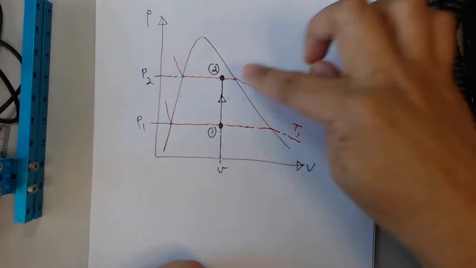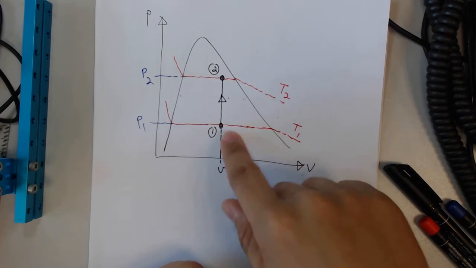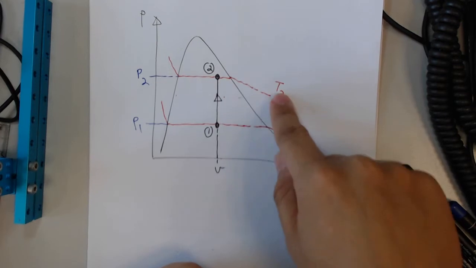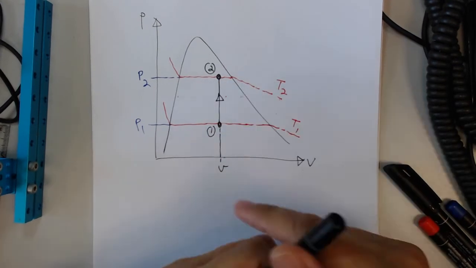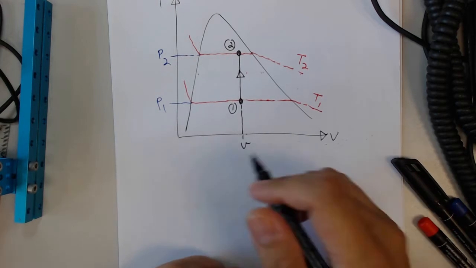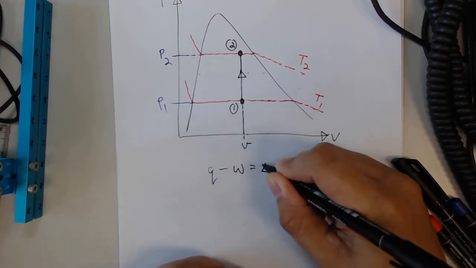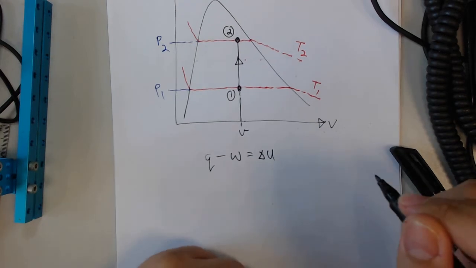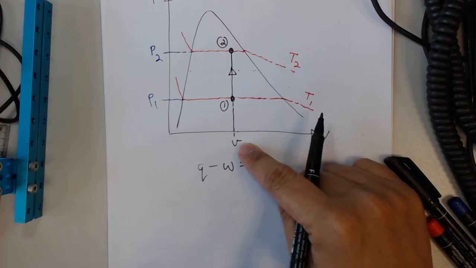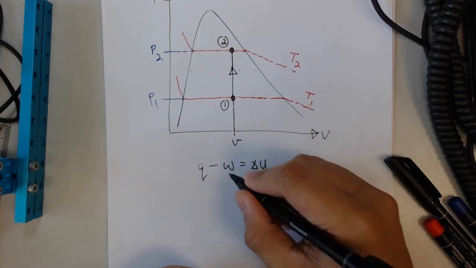So for example, here we are at state 1, and it goes straight up with no change in volume, straight up to another pressure, another temperature, at state 2 over here. If that is the case, then I'll be looking at Q minus W equals delta U. And when the volume does not change, we can assume that there is no work done. So when there's no work done, this is 0.